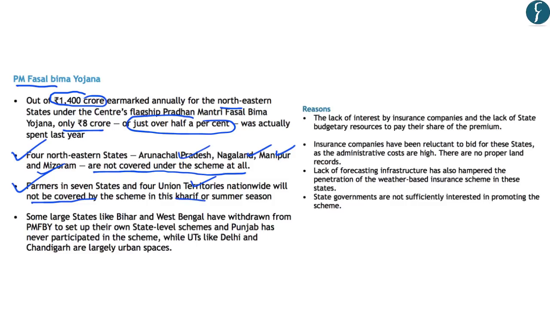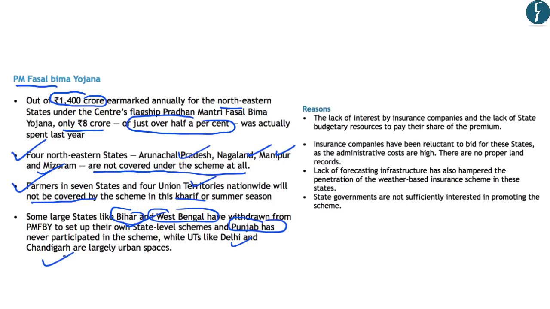Also, some states like Bihar and Bengal have withdrawn from the Fasal Bima Yojana, and they will be implementing their own state level schemes. Further, Punjab never participated in this scheme, while the union territories like Delhi and Chandigarh are mainly urban spaces, and that is why they are not participating in Fasal Bima Yojana.